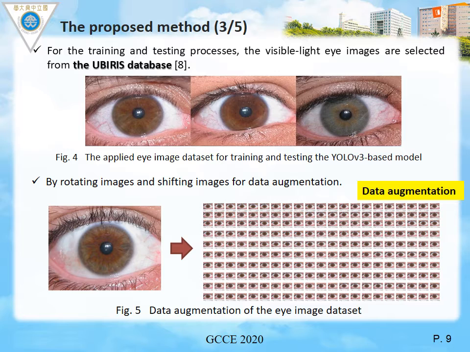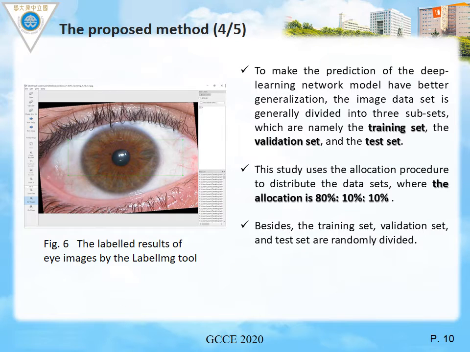Figure 5 also illustrates the data augmentation of the IEEE dataset. In this slide, Figure 6 shows the labeled results of images by the labeling tool.